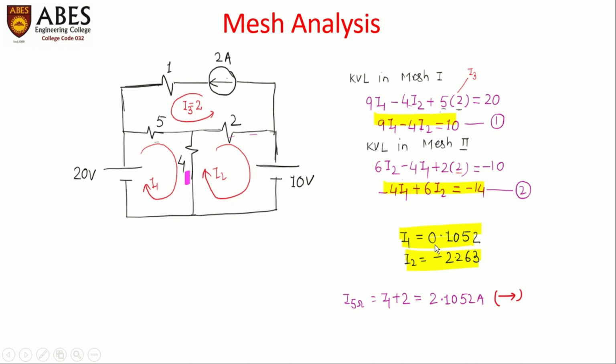The value of I1 is 0.1052 ampere and the value of I2 is minus 2.263 ampere. The minus value of I2 shows that we have assumed the current in clockwise direction, but actually the current is flowing in anti-clockwise direction. If we want to take the direction of I2 in clockwise, then it would be minus. If we take the direction of I2 in anti-clockwise direction, then the value of I2 would be plus.